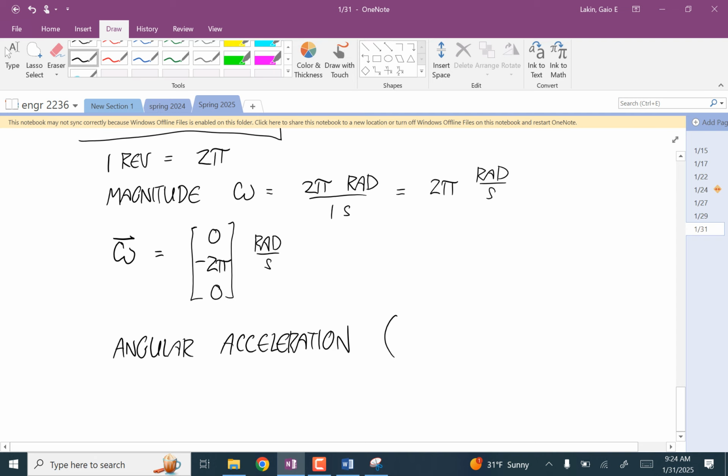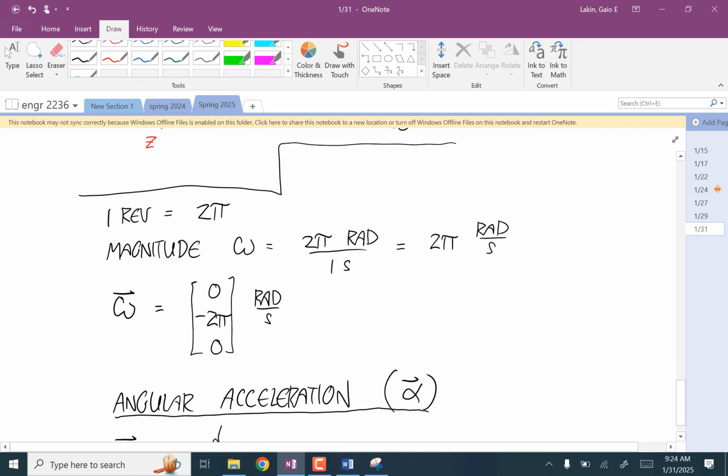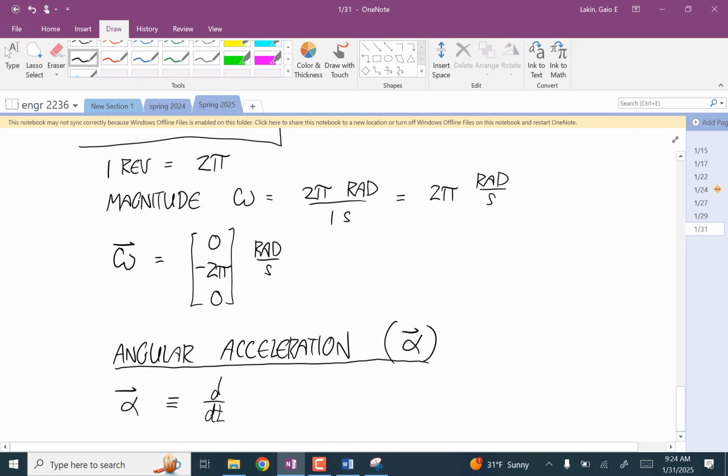So we're going to call this lowercase alpha, and this is also a vector. It's important to remember that angular velocity and angular acceleration are vectors. And the angular acceleration vector is just defined as the time derivative of the angular velocity vector.